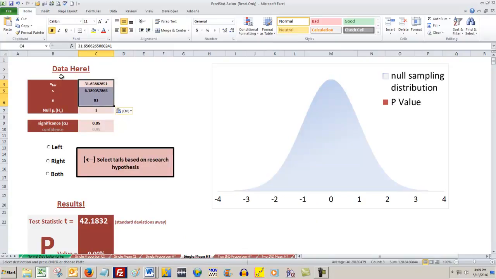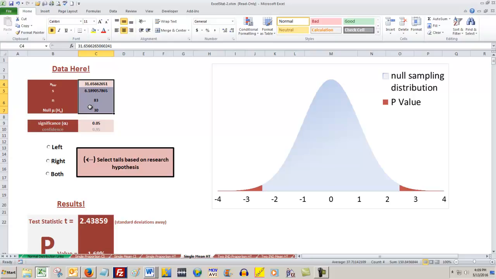Okay, so now we've got 31.6 miles an hour. We've got a plus or minus of 6 miles an hour. We've got 83 cars in the sample. The only thing we've got to do is adjust our null hypothesis. We're not comparing it to 3 miles an hour. We're comparing it to 30 miles an hour. Okay, so that's the one we're going to be looking at. All right, so we're set up good to go here.